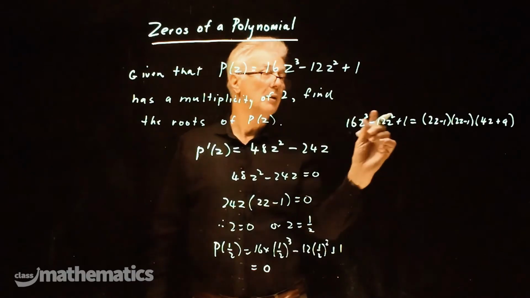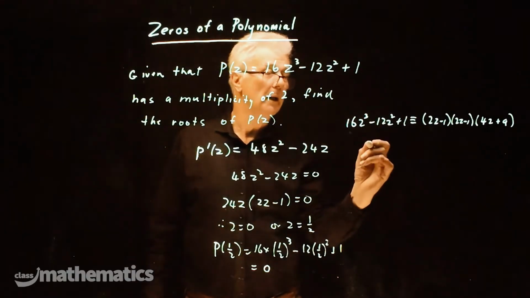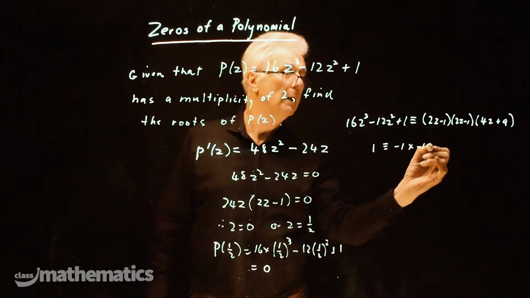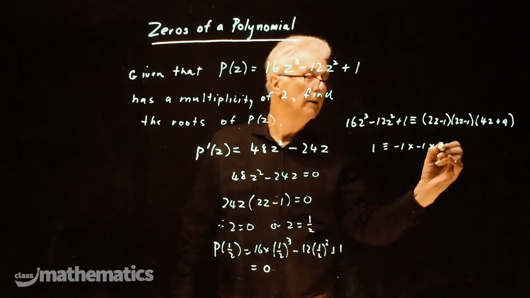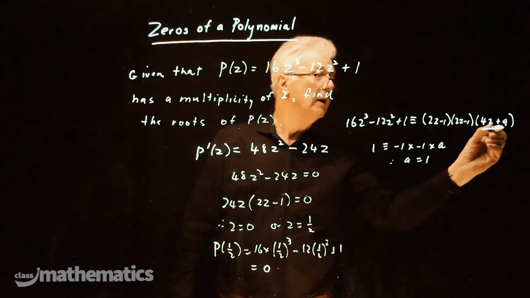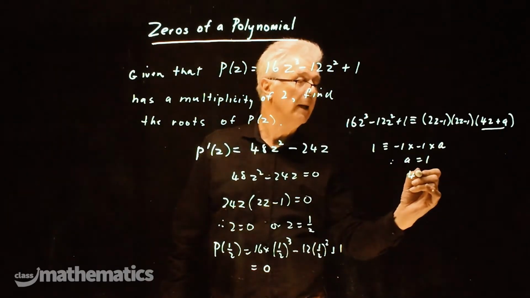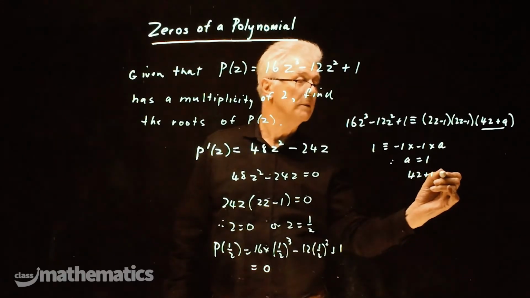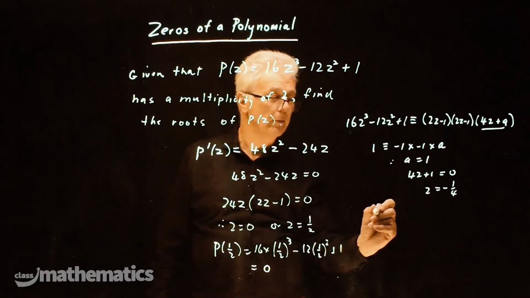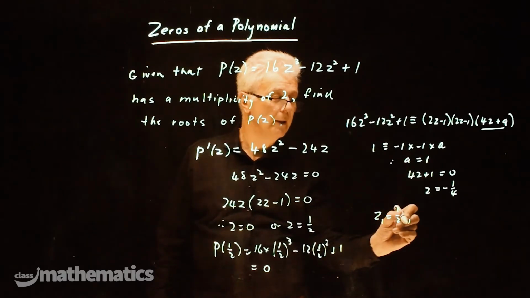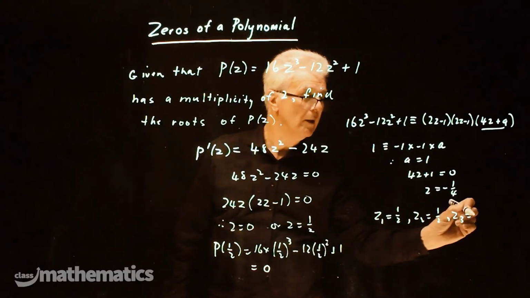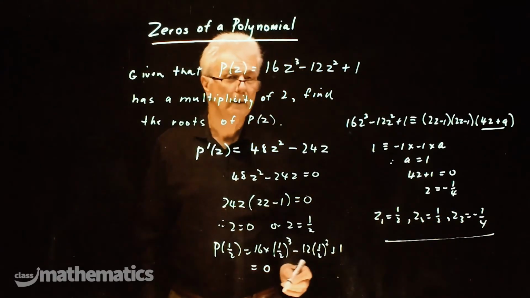Same deal, of course it's an identity, so we can put in zero, and I get 1 equal to minus 1 times minus 1 times a, therefore a must be equal to 1. So this other factor is 4z plus 1. When that equals 0, we can see that z equals minus a quarter. So our roots are z1 equal to a half, z2 also equal to a half, and z3 equals minus a quarter. Done.